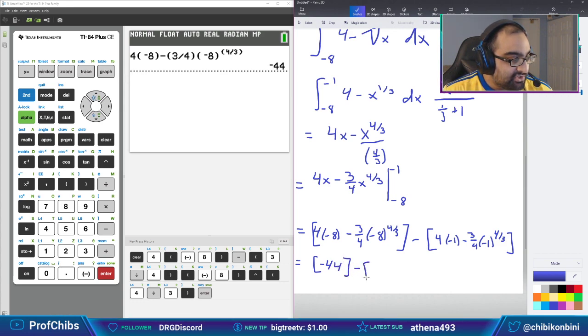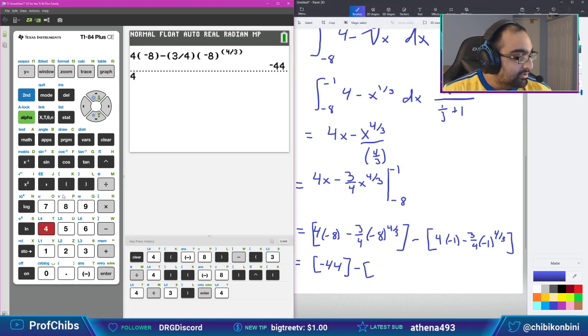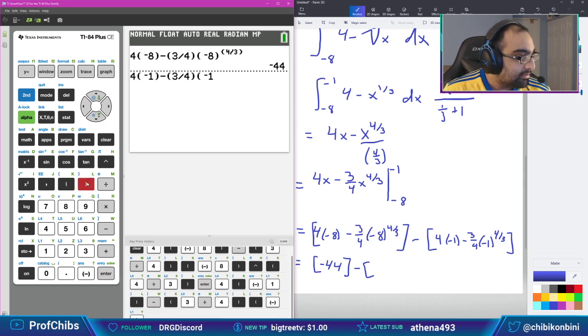And then you could do the same thing here for the other one. Do 4 times and then parentheses -1 minus and parentheses 3/4. Again, -1. And then raise that to the parentheses 4/3.